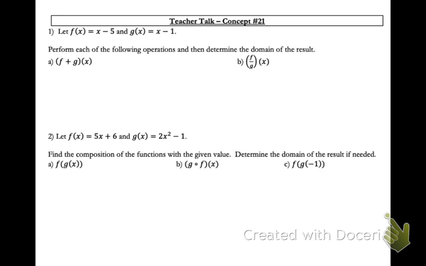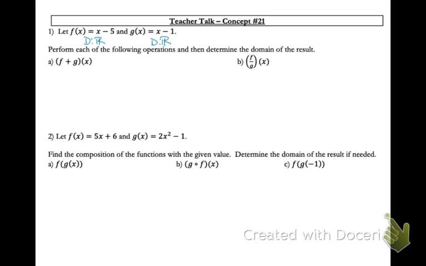So let's start by looking at these two given functions. f of x equals x minus 5 and g of x equals x minus 1. These are both linear functions. They both have a domain of all real numbers. That means you can plug in any real number for x and you will get a real number for f of x. So let's just make note of their domains.